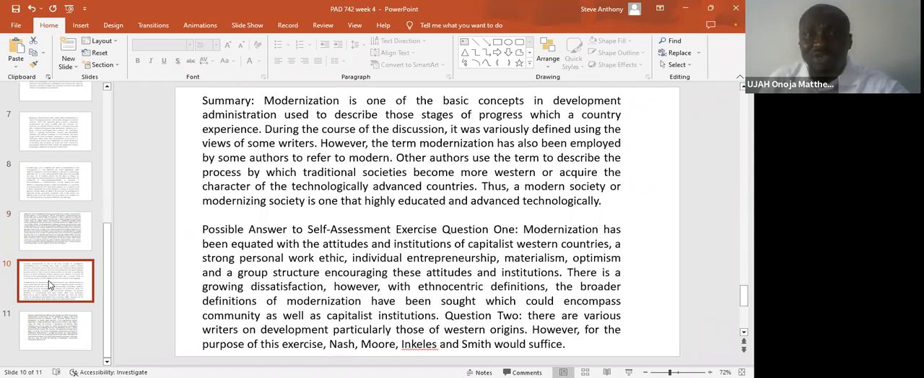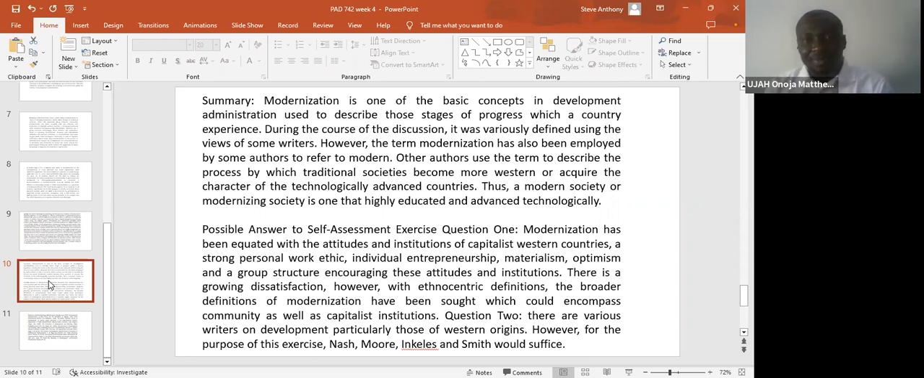So having said that, in summary, we said modernization is one of the basic concepts in development administration used to describe those stages of progress which a country experiences. During the course of the discussion, it was variously defined using the views of some writers. However, the term modernization has also been employed by some authors to refer to modernity. Other authors use the term to describe the process by which traditional societies become more Western or acquire the characteristics of the technologically advanced countries. Thus, a modern society or modernized society is one that is highly educated and advanced technologically.